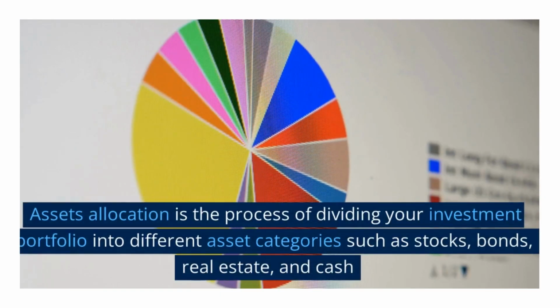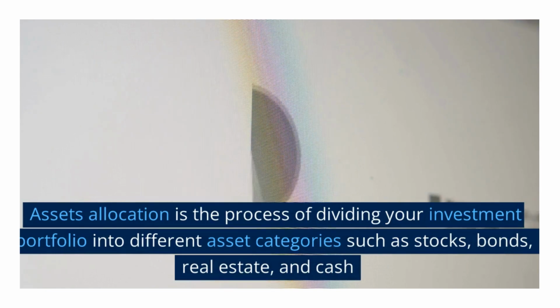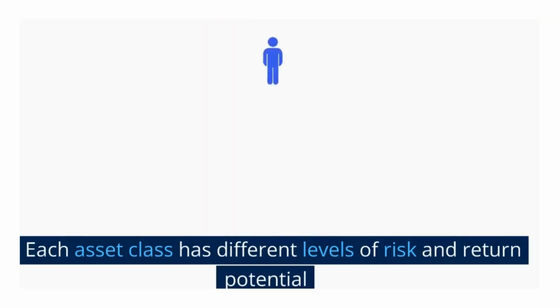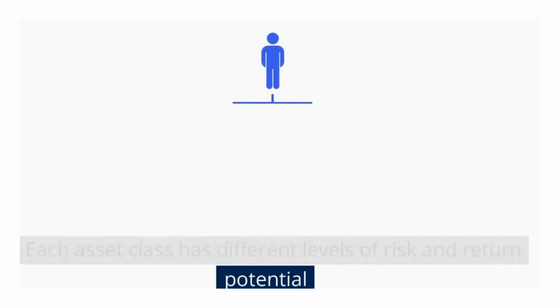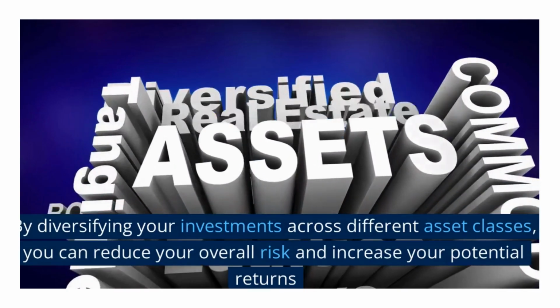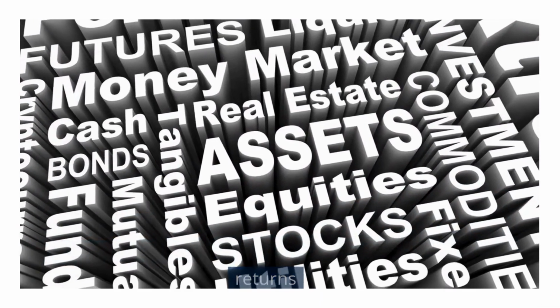Asset allocation is the process of dividing your investment portfolio into different asset categories such as stocks, bonds, real estate, and cash. Each asset class has different levels of risk and return potential. By diversifying your investments across different asset classes, you can reduce your overall risk and increase your potential returns.